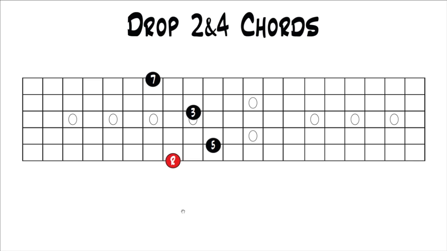And this is a drop 2 and 4 chord, but it would be a very difficult stretch with skipping 2 different strings. That'd be really hard to play. So we're going to take this highest note and move it to its unison note.